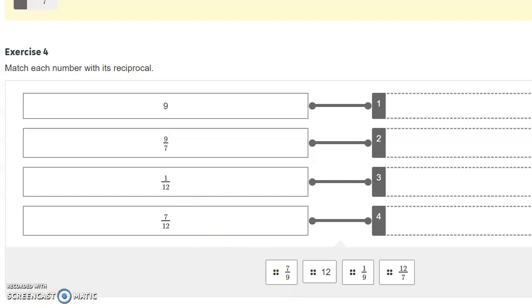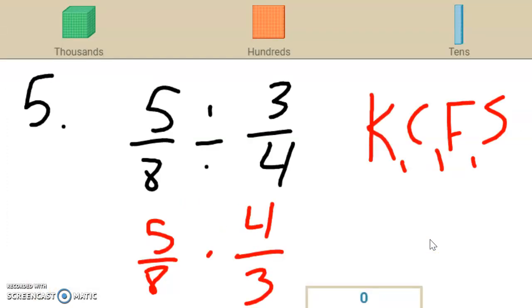I want you to do the other two on your own. So for problem number 5, we have our 5/8 and we're dividing it by 3/4. So we keep, change, flip, simplify. We keep our 5/8, we change our division to a multiplication, and we flip our 3/4 into 4/3.